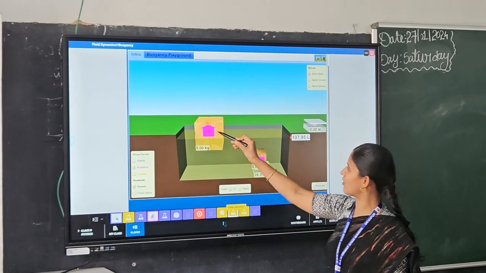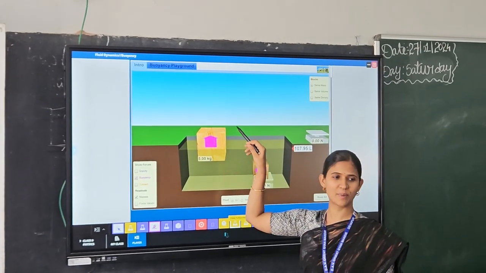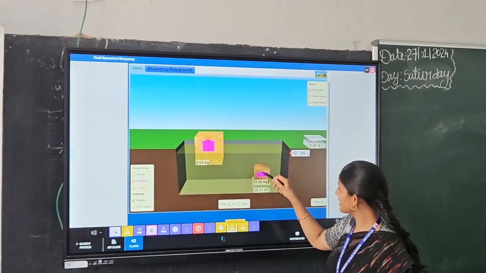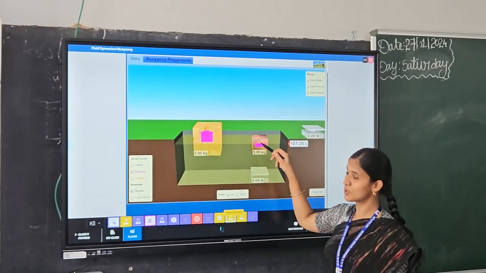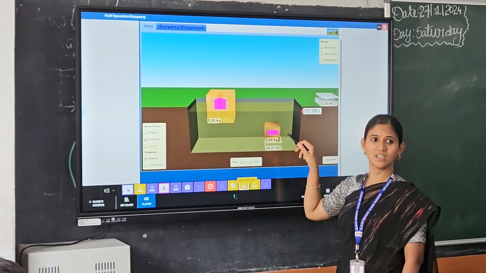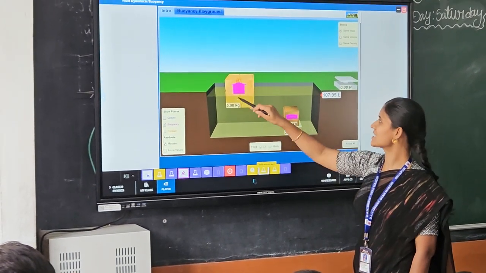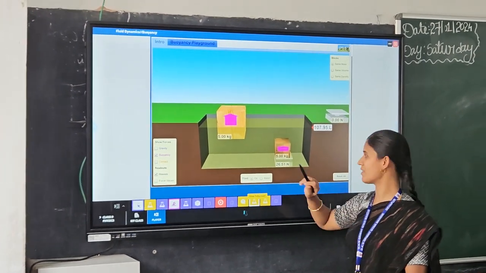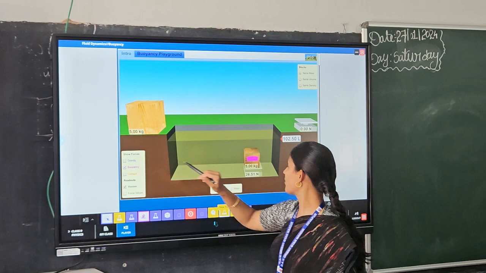But see that volume, children. The wooden block is big, no? But the brick is small, means volume, size. With a small volume it has 5 kg of weight, and this large volume is having the same 5 kg of weight. So this wooden block floats.